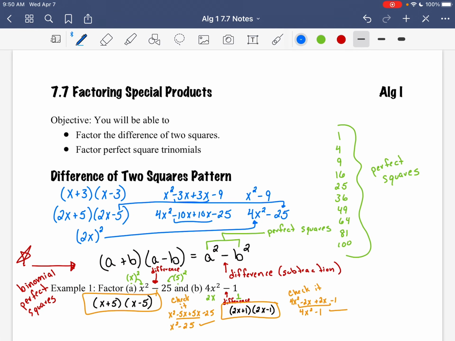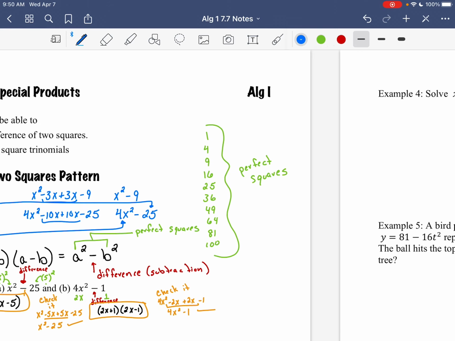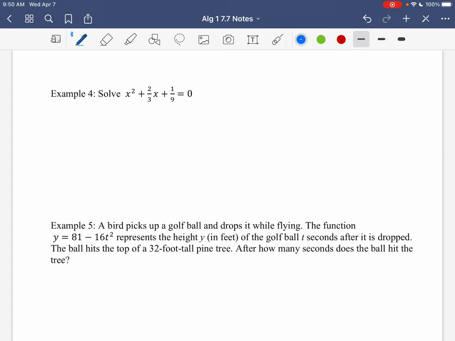All right, so now we're in 7-7, factoring special products. Now that we've looked at the difference of two squares and factoring a perfect square trinomial, let's do a couple examples using that to help solve an equation. Okay, so here first, in example 4, we're going to solve.